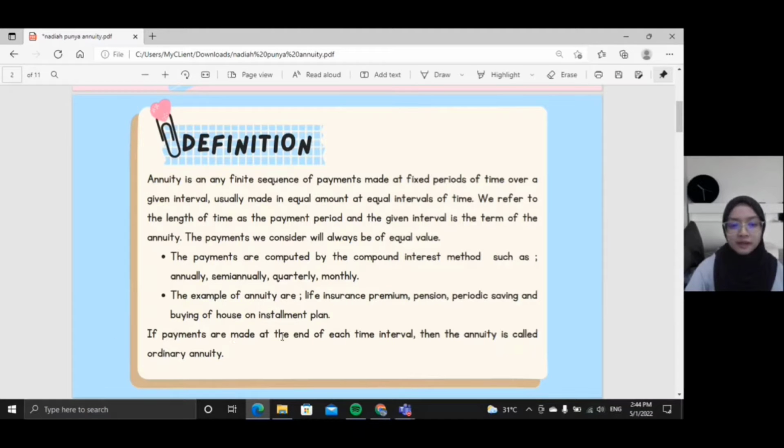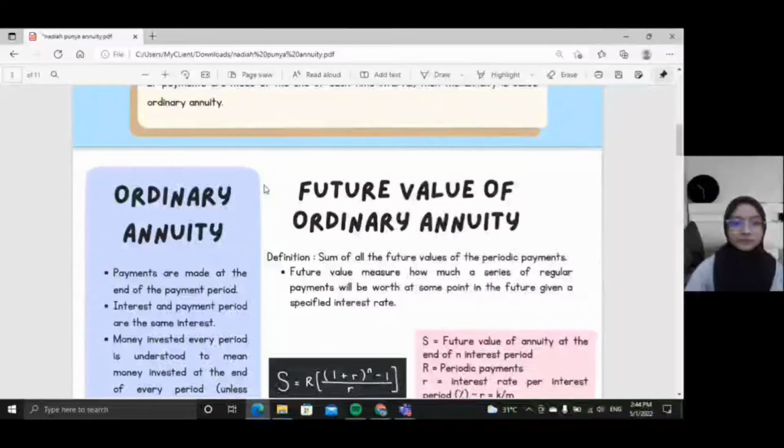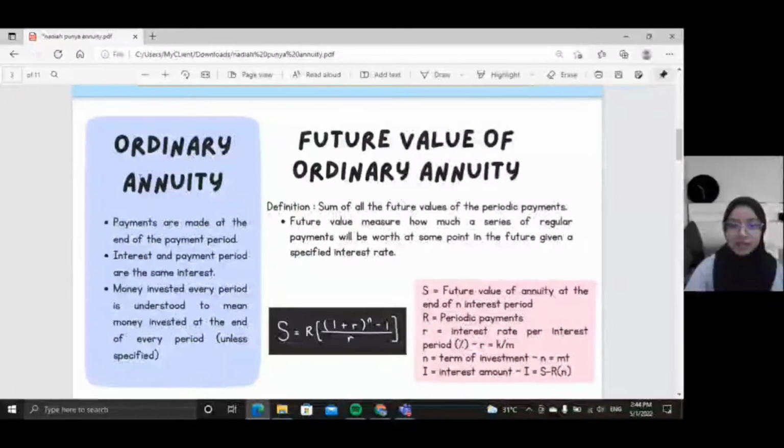If payments are made at the end of each time interval, then the annuity is called an ordinary annuity. Okay, what is an ordinary annuity? Payments are made at the end of the payment period. The interest and payment period are the same. And the last one is, money invested every period is understood to mean money invested at the end of every period, unless it's specified in the situation.